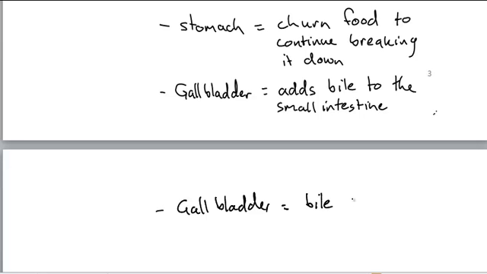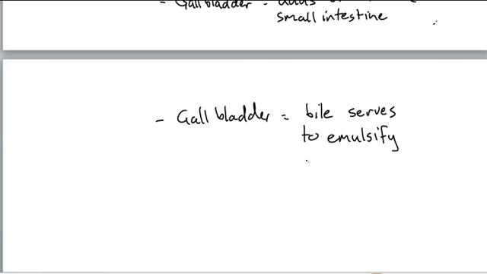And bile serves to emulsify fats. If you remember way back when we talked about different structures of fats, we talked about emulsifiers. That would be unit 2. And the fact that emulsifiers break fats apart into smaller droplets.